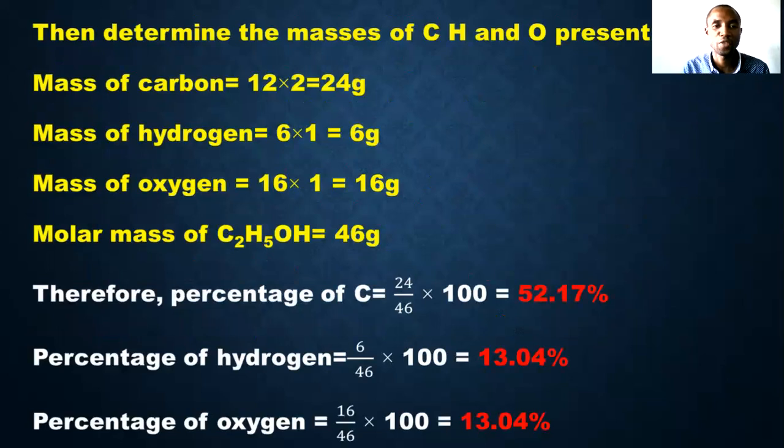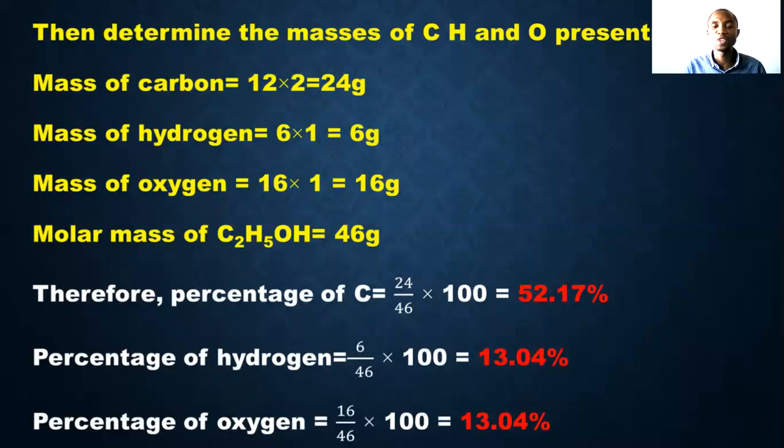So mass of carbon is 12 times 2. It gives you 24. Mass of hydrogen present in that particular compound is 6. How do we get 6? We know that it is C2H5OH. That means H again after O gives you 6 hydrogen in that. 1 times 6 gives you 6 grams. Mass of oxygen is 16 times 1, you have that. Molar mass of the compound entirely is 46.